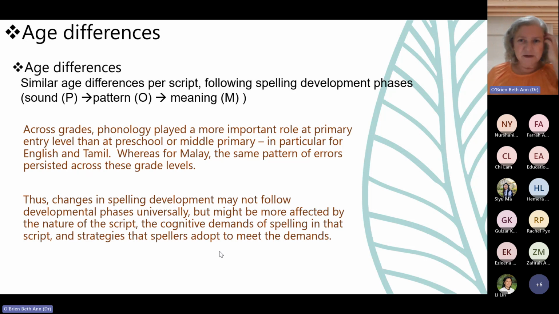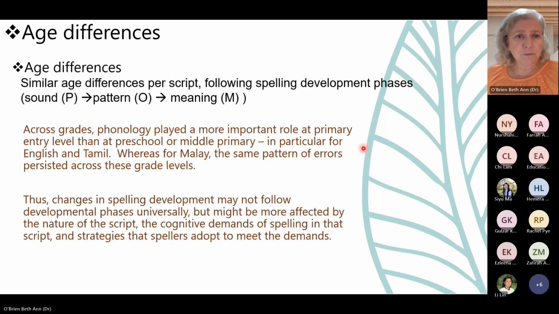Okay, so I'll just go quickly through the rest where we looked at age group differences. So across the grades, phonology played a more important role when the children are at primary level 1, or children who are just entering primary school, which is interesting because this is when they really get their direct instruction in reading and writing, or when they first get direct instruction.